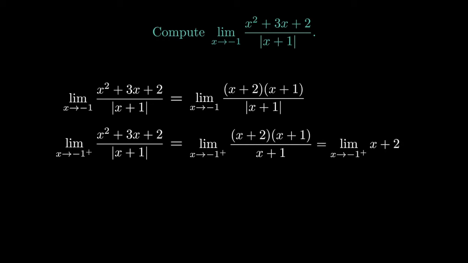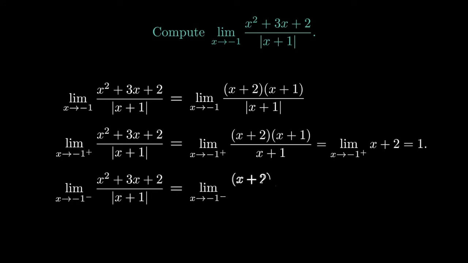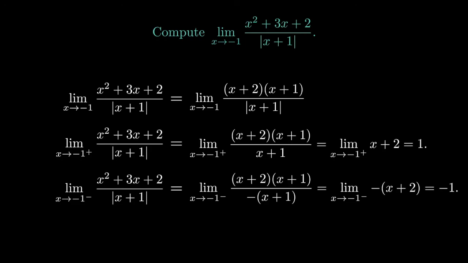This allows cancellation. The limit as x approaches minus 1 from the right is 1. From the left, the absolute value of x plus 1 is minus x plus 1. This also allows cancellation. The limit as x approaches minus 1 from the left is minus 1. Since the left and right limits do not agree, the limit as x approaches negative 1 is undefined.